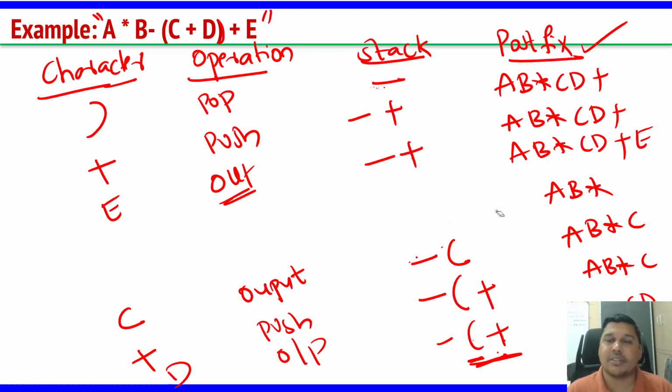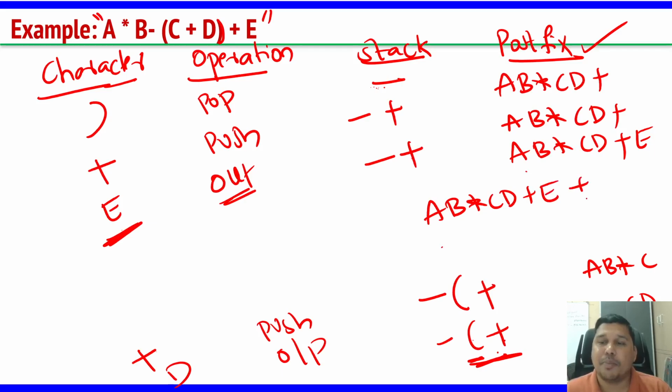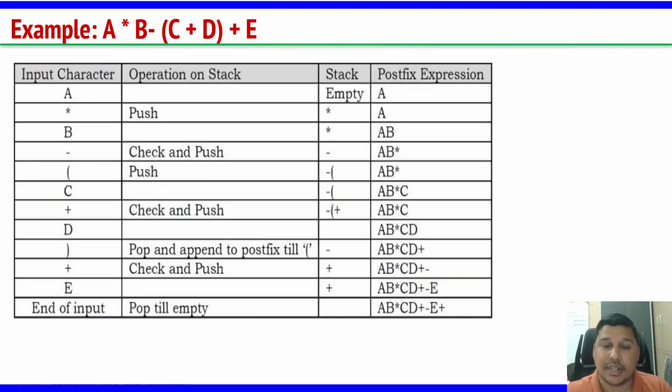Okay, let me erase a few of them. Right. Now you have reached the end of the string. Once you reach the end of the string, pop out all the elements of the stack and add them to the postfix expression. So here it becomes AB star CD plus E plus and minus. Okay, it becomes right.